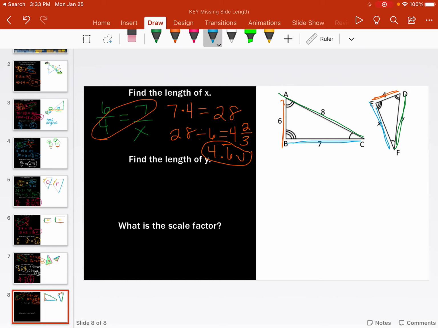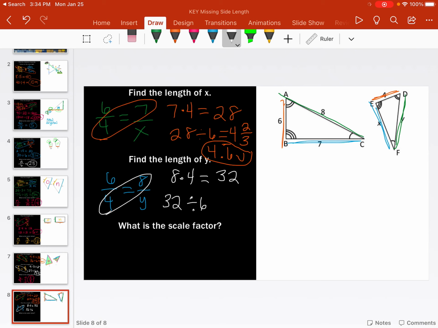Okay, now if I want to find what y is, this time instead of the blue, I'm going to use the green. So I have 6 over 4 equals 8 over y. Cross multiply, 8 times 4, which is 32. 32 divided by 6 is again a repeating decimal, so you could do 5.3 repeated units, or y is 5 1/3 units. Either of those would be fine.